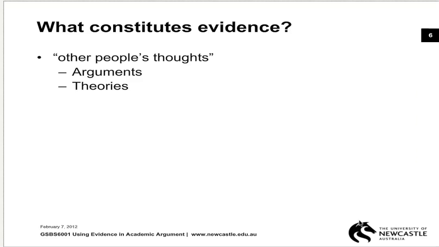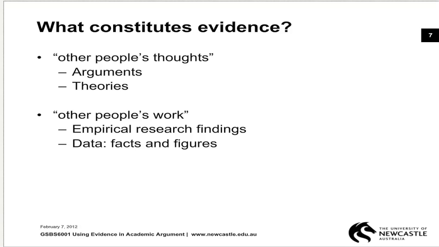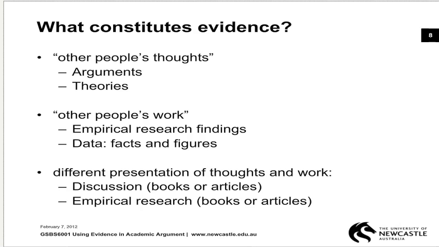Okay, let's talk now about what constitutes evidence. Well, evidence is other people's thoughts, their arguments and theories. But importantly, it can't just be anybody's thoughts. It needs to be taken from an academic source. It can be other people's work, empirical research findings or data. And it can also be other people's different presentation of thoughts and work. For example, in discussion books or articles, or empirical research books or articles.